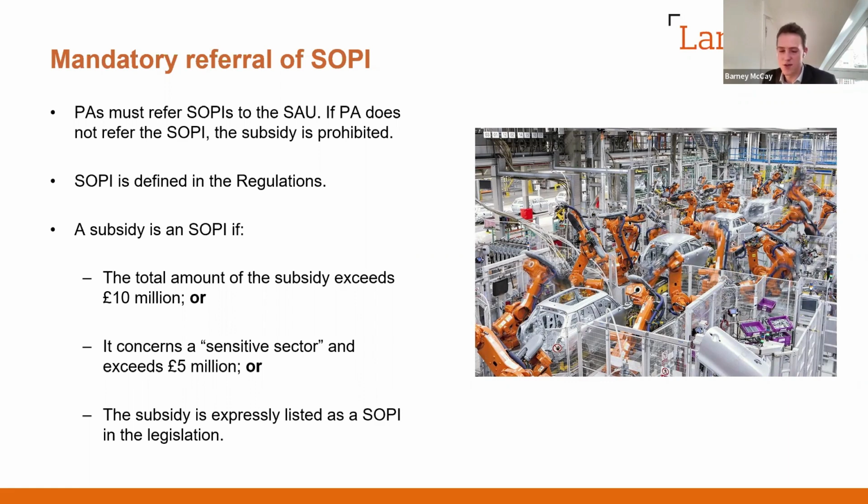or it's over a lower threshold, but accumulation rules apply, or the subsidy concerns a sensitive sector and exceeds £5 million, or the subsidy is expressly listed as a subsidy of particular interest in the legislation. So, for example, certain restructuring and relocation subsidies are expressly listed as subsidies of particular interest. What are sensitive sectors? Well, those are sectors that are deemed to have greater potential to be distortive on competition. So, for example, car manufacturing or certain types of metal production.